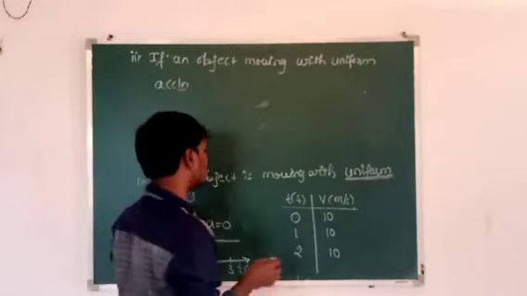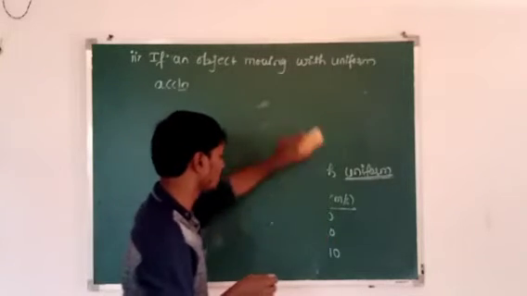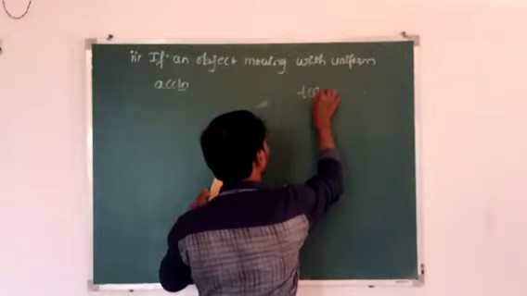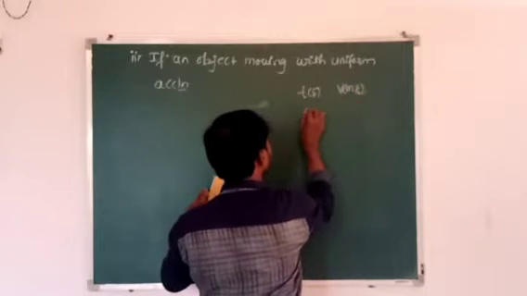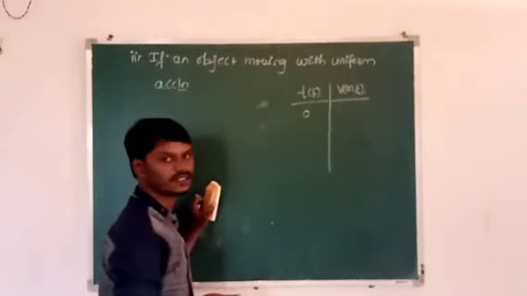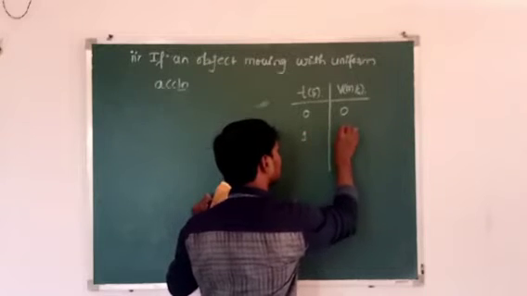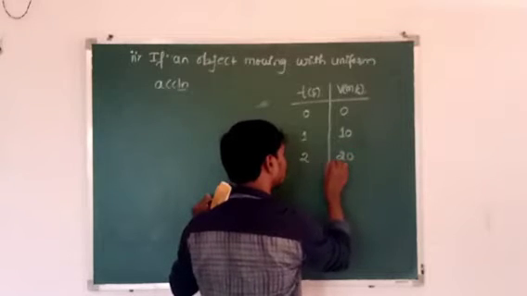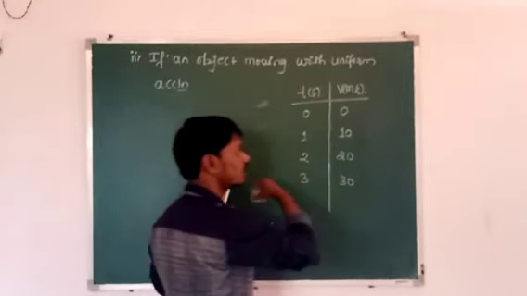So here let us consider the table again. In one column I will take time, and in another column I will take velocity. That velocity is in meter per second. At the 0 second, suppose I take the velocity of the object as 0. After 1 second, the velocity of the object is 10 meter per second. After 2 seconds, the velocity of the object is 20 meter per second. After 3 seconds, the velocity of the object is 30 meter per second, and so on.